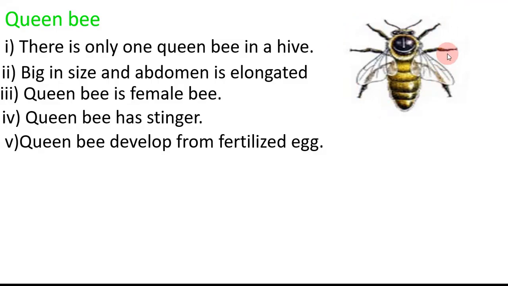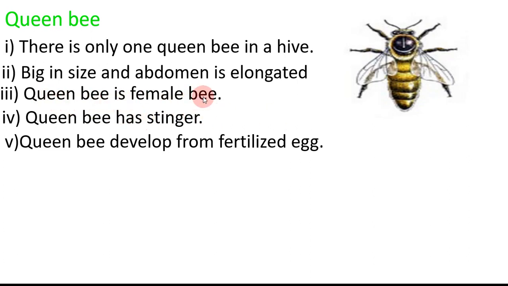Look at this. This diagram is a queen bee. There is only one queen bee in a hive. It is big in size and the abdomen is elongated. That means the abdomen is longer than other bees. So to identify the queen bee, we have to compare the abdomen, because the abdomen of the queen bee is the longest of all the bees.